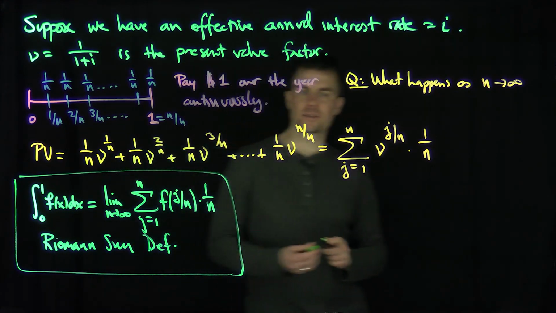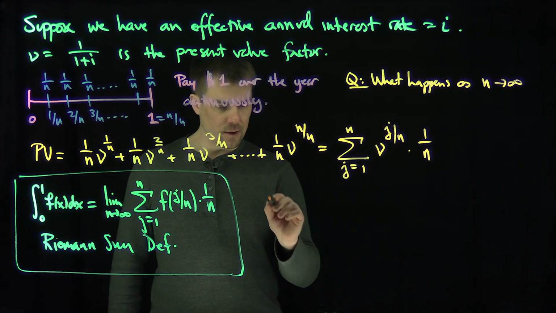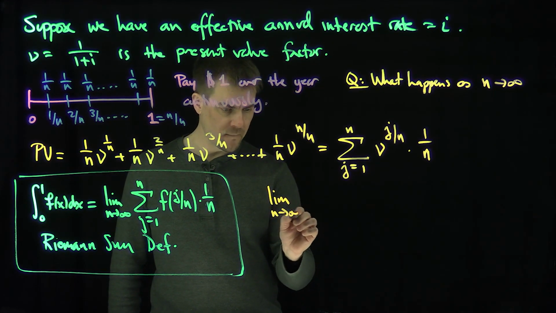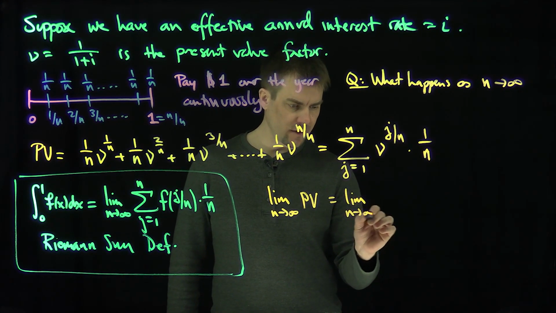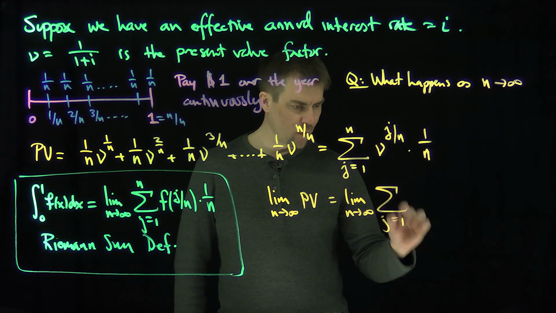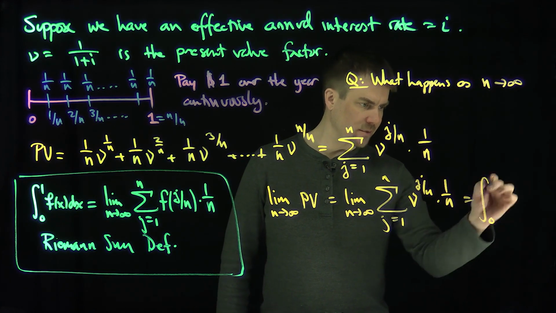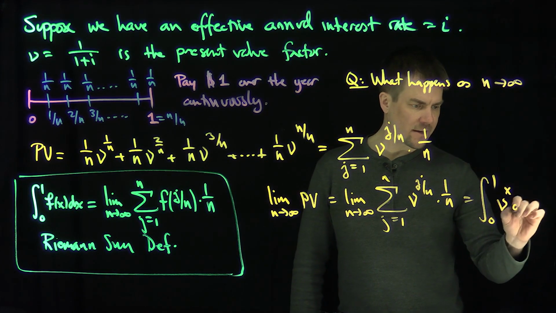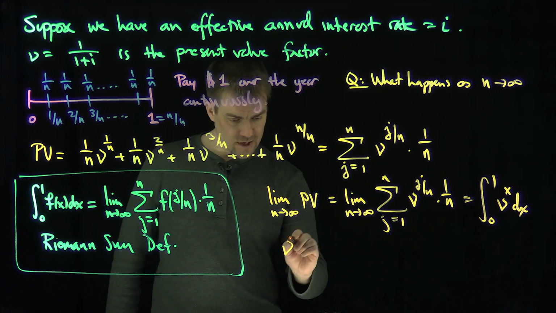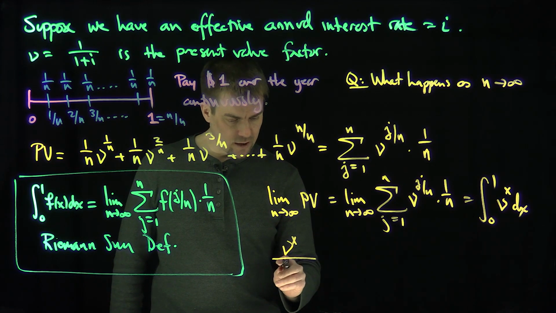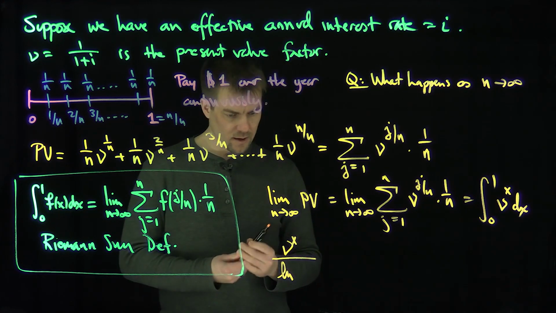So if we apply this definition of the integral via Riemann sums from calculus, as n goes to infinity, the limit of the present value of this stream is the limit as n goes to infinity of the sum, j goes from 1 to n, of nu to the j over n times 1 over n. That's going to be the integral from 0 to 1 of nu to the x dx. And so now I can use some calculus, and an antiderivative of nu to the x is going to be nu to the x over the natural log of nu.